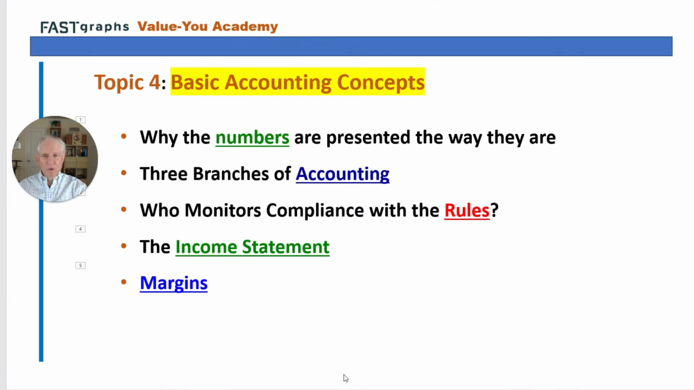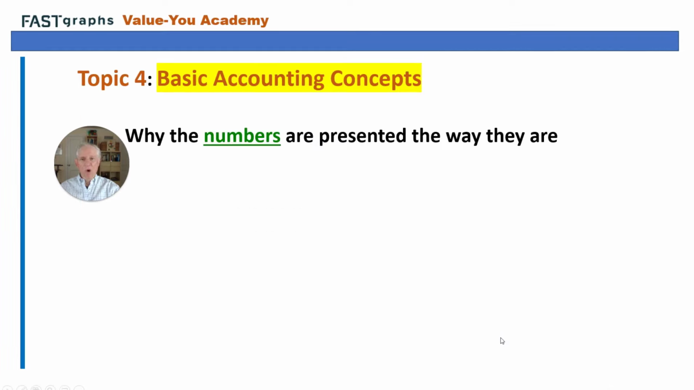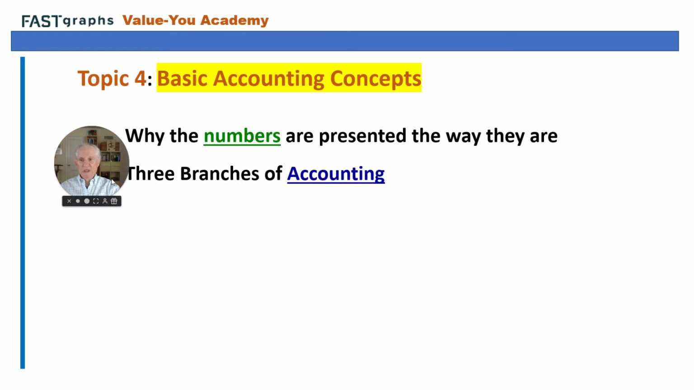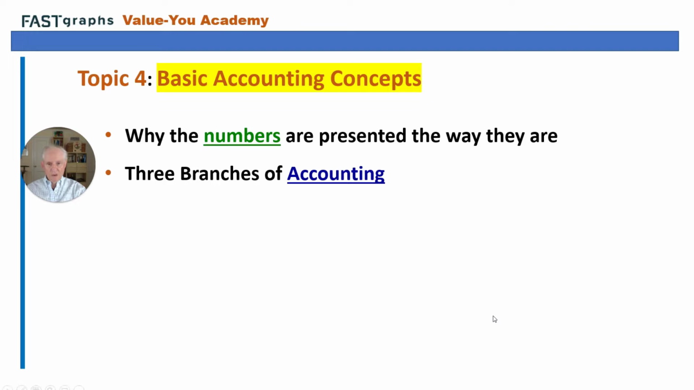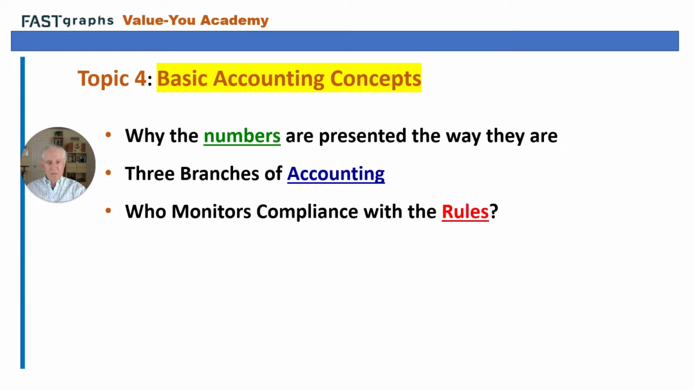In topic 4, we're going to be talking about the basic accounting concepts. So let's start with why the numbers are presented the way they are. We'll talk about the numbers in the financial statements. There are 3 different branches of accounting, and we'll go through each of those. Companies keep 3 sets of books. Who monitors the compliance with the rules of accounting?